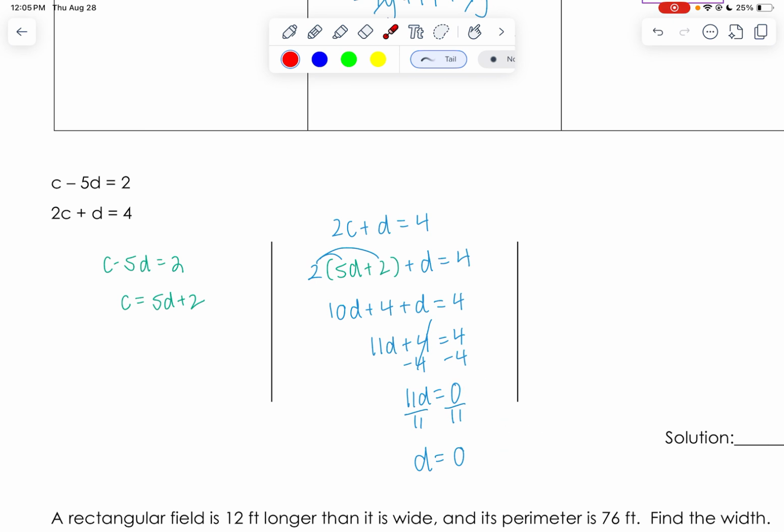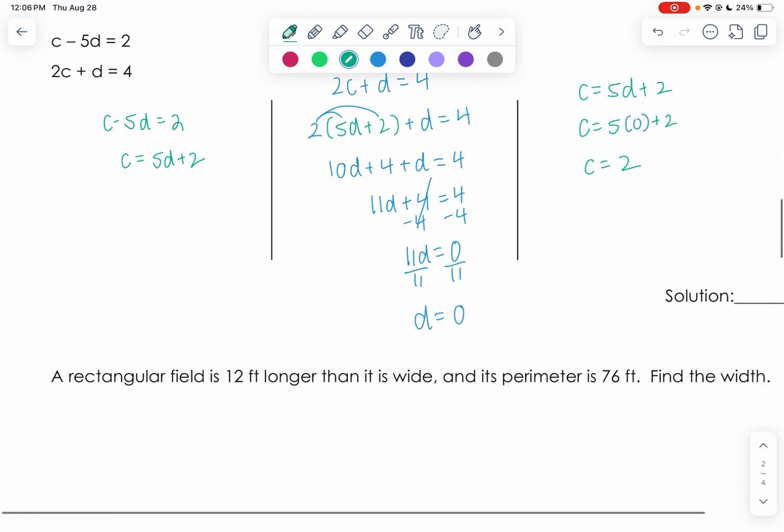That's fine. And now that you know that D is 0, now I can go back to my original one where I said C equals 5D plus 2. But now I know that D is 0, so I could say C equals 5 times 0 plus 2. 5 times 0 is 0. 0 plus 2 makes that 2.